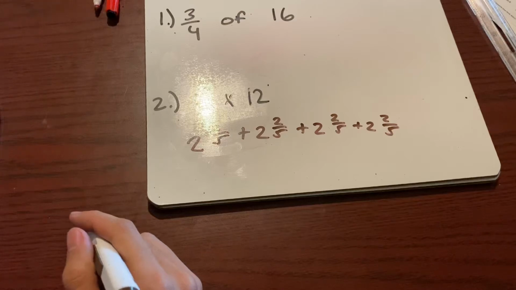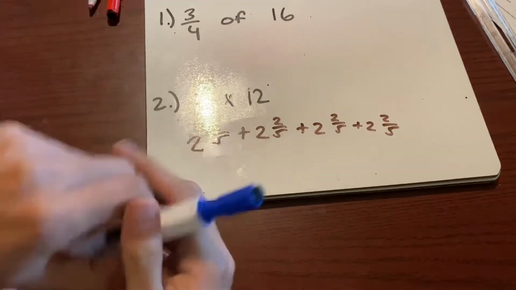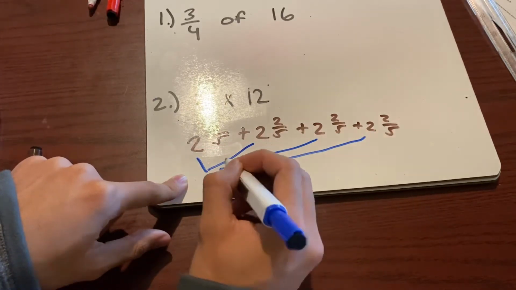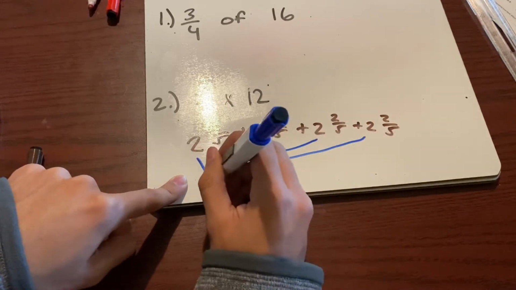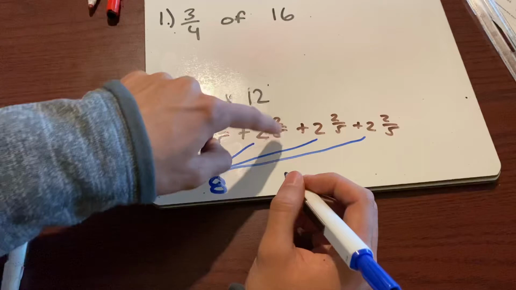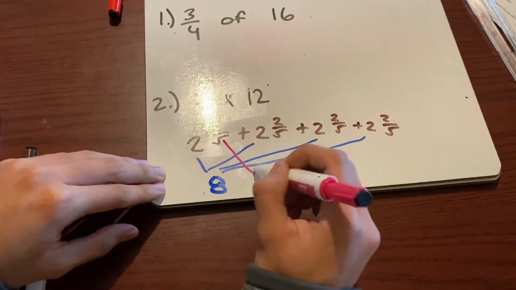Let's go ahead and add up our whole numbers first, our big numbers. So I have 2 plus 2 plus 2 plus 2, that is 8. And now we are adding 2/5 plus 2/5 plus 2/5 plus 2/5. That'll give me, I'm going to put it right here.